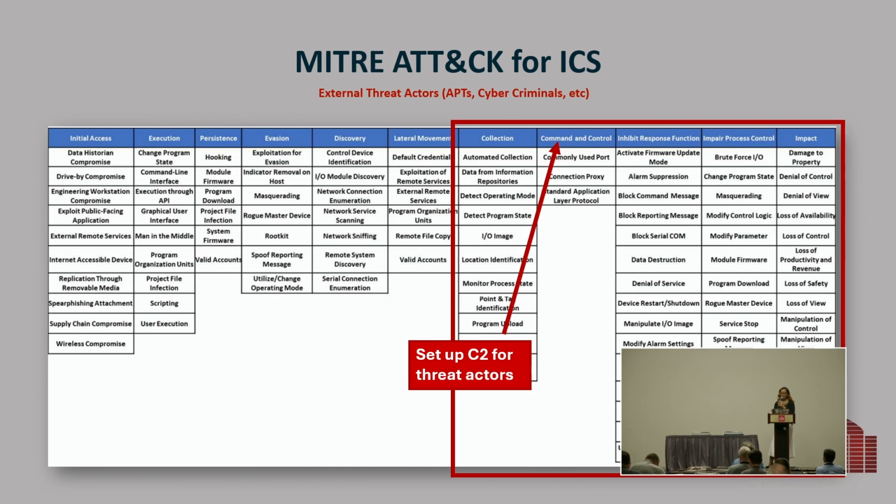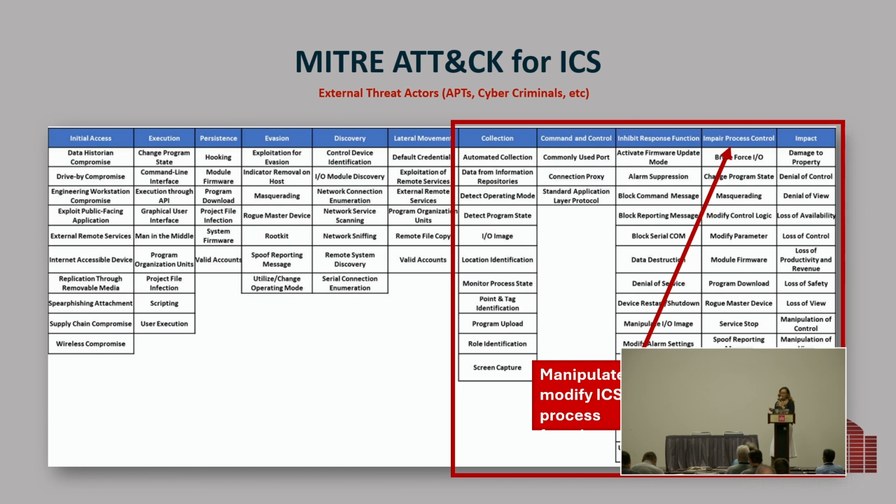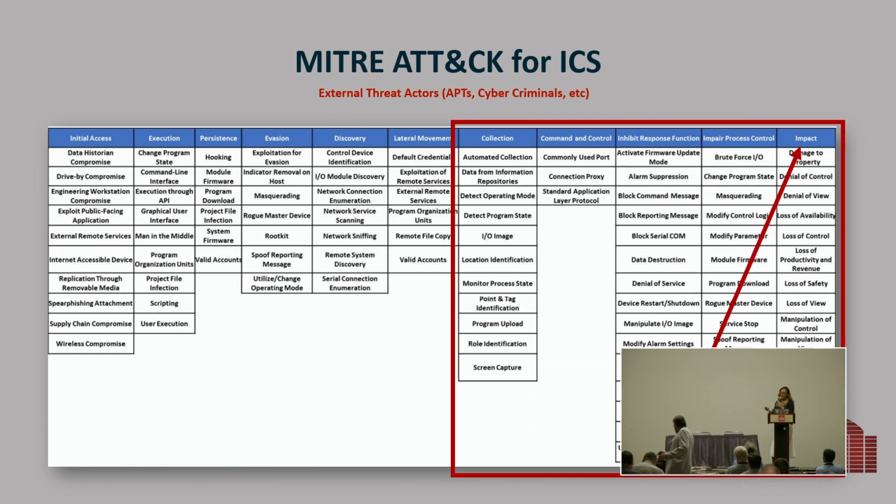They're able to set up a C2, command and control, for threat actors. They're able to manipulate and modify responses, like alerting and safety functions. They're able to manipulate and modify industrial control systems and processes, so not just the alerting and the safety systems, but the actual configuration of the industrial control systems themselves. And they're able to cause impact, the cyber-physical impact, whether it's loss of view, loss of safety, the system shuts down, or the process stops.